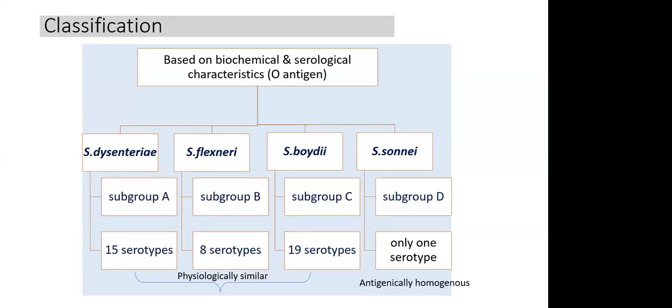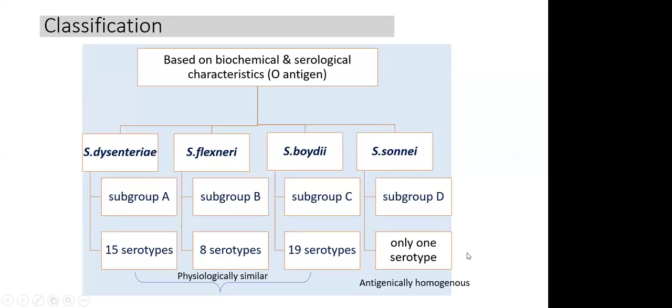Subgroup A is Shigella dysenteriae with 15 serotypes. Shigella flexneri is in subgroup B with 8 serotypes. Shigella boydii is in subgroup C with 19 serotypes. These three are physiologically similar, and in subgroup D, we have Shigella sonnei with only one serotype, which is antigenically homogeneous.